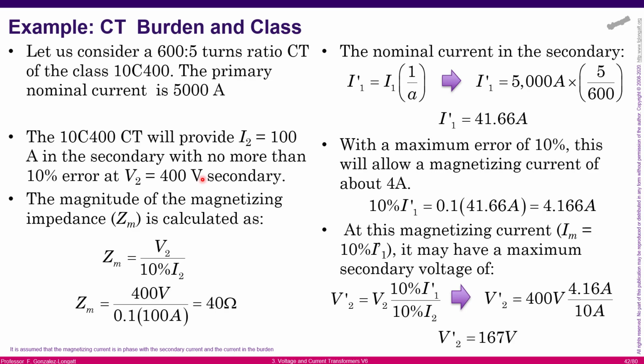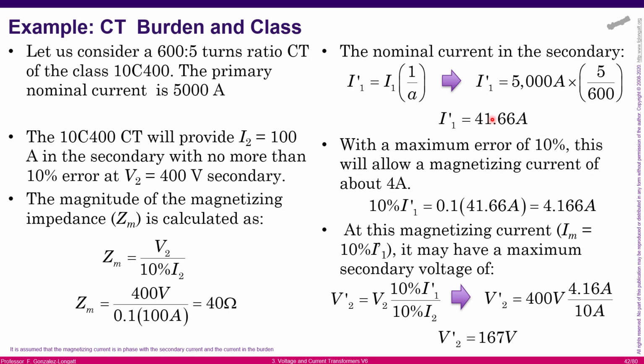Okay, what we are doing now is calculating the magnetizing impedance. To calculate the magnetizing impedance is very simple. We can define it using Ohm's law. Ohm's law in this case is the voltage on the secondary divided by 10% of the current on the secondary. When you put the numbers together, it is 40 ohms. Okay. Now what we are doing is referring the nominal current from the primary, 5,000 amps. We use the transformer ratio 600 to 5, and we obtain the secondary current, and that is 41.66.